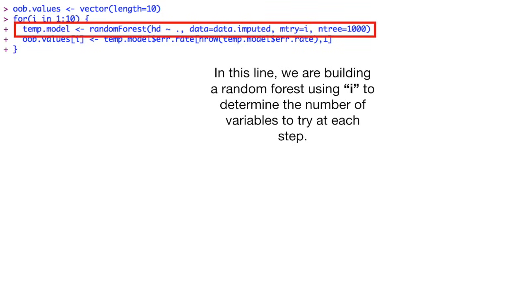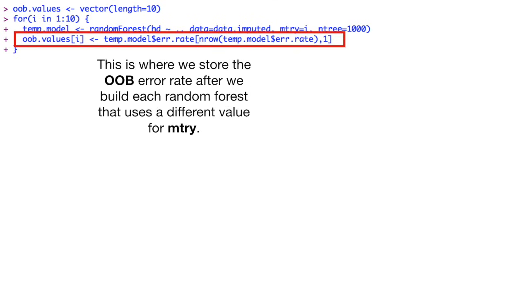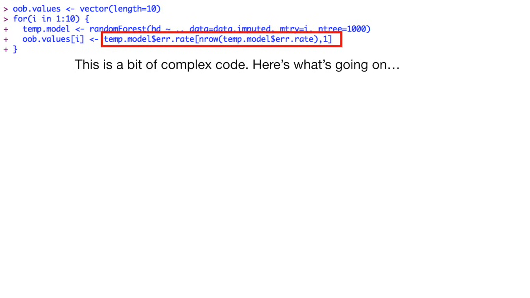In this line, we are building a random forest using i to determine the number of variables to try at each step. Specifically, we are setting mtry equals i, and i equals values between 1 and 10. This is where we store the out-of-bag error rate after we build each random forest that uses a different value for mtry. This is a bit of complex code.